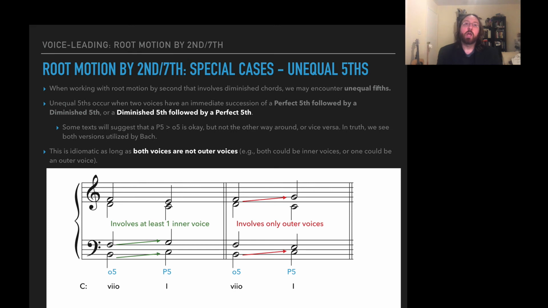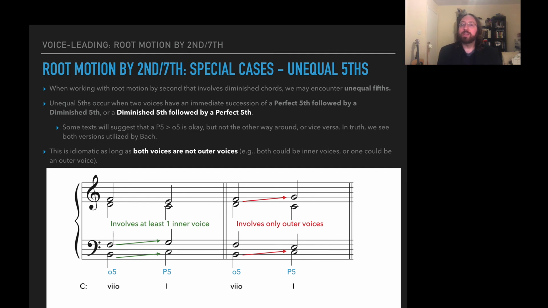Either way. Some texts and some theorists you might encounter say that going from a perfect fifth to a diminished fifth is okay, but not the other way around. Or that going from a diminished fifth to a perfect fifth is okay, but not the other way around. I'm here to tell you Bach does both. So I am less concerned with which one comes first, because these unequal fifths, they're unequal because one is perfect and one is diminished.